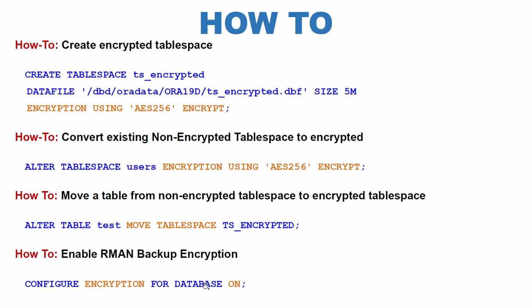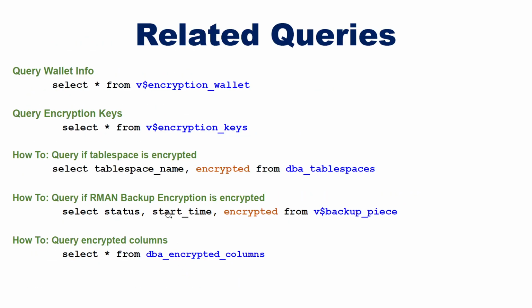You will change it to configure encryption for database to on. Now, some of the queries that you might be interested in: if you want to know about your wallet, you can use $encryption_wallet. If you want to know about your encryption keys, you can use $V_encryption_keys.